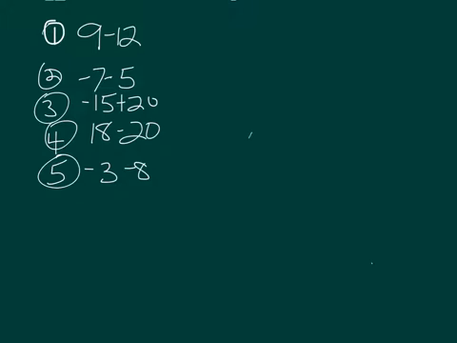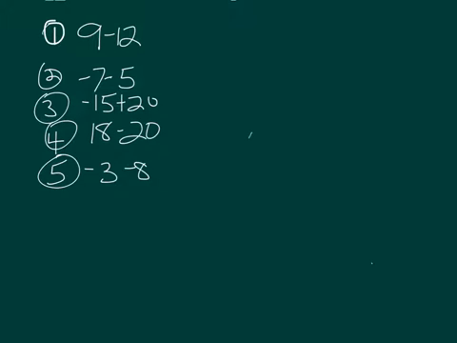So again, our rule. Think about the rules. If they're the same sign, keep the sign, add the numbers. Keep the sign, add the numbers. If they're different signs, keep the sign of the larger number, the absolute value, and subtract the numbers. Okay, so we'll see how this works.